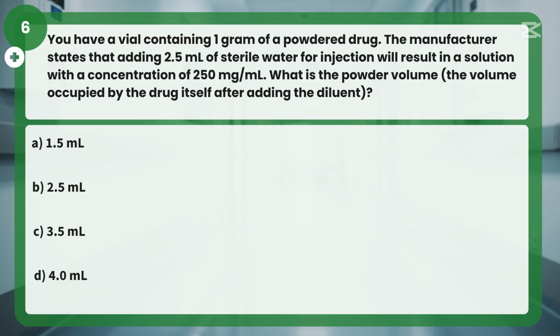Question 6. You have a vial containing 1 gram of a powdered drug. The manufacturer states that adding 2.5 milliliters of sterile water for injection will result in a solution with a concentration of 250 milligrams per milliliter. What is the powder volume, the volume occupied by the drug itself after adding the diluent? A. 1.5 milliliters. B. 2.5 milliliters. C. 3.5 milliliters. D. 4.0 milliliters.